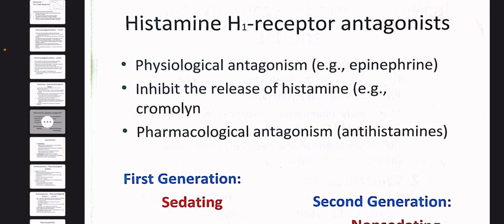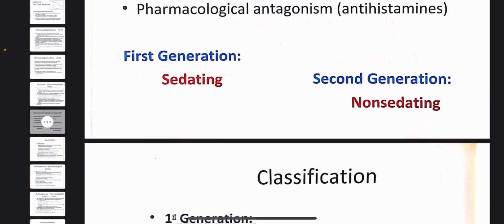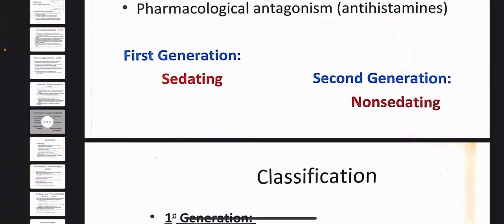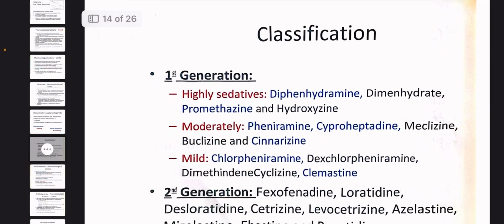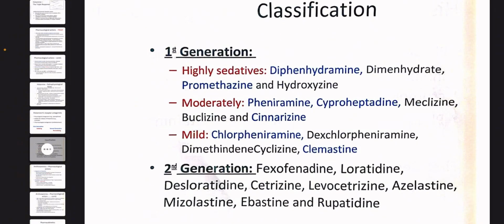H1 receptor antagonists can actually be grouped into two generations, the first generation and the second generation. The first generation are sedating, while the second generation are non-sedating. The first generation can also be grouped into the ones that are highly sedating, the ones that are moderately sedative, and the ones that are mildly sedative. When we talk about highly sedative H1 antagonists, these are selective H1, they bind to only H1, they block H1.